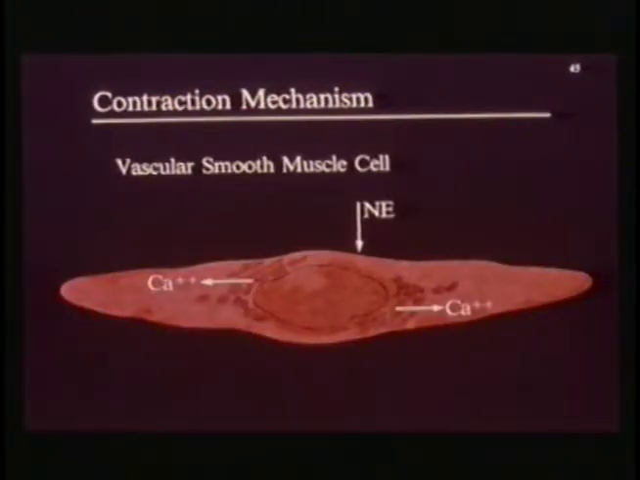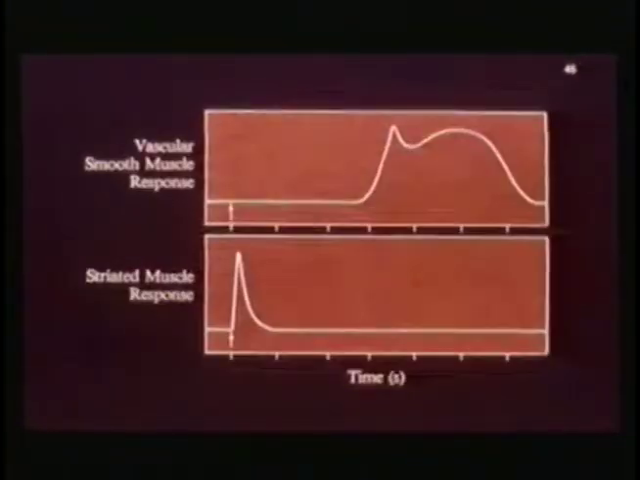45. Second, norepinephrine causes an increased release of calcium into the myoplasm from stores sequestered inside the cell. Activator calcium released from sarcoplasmic reticulum and the plasma membrane probably initiates contraction by binding to myosin. 46. Comparing the contraction response of vascular smooth muscle and striated muscle, we see that the initiation of smooth muscle response following nerve excitation is quite slow, several seconds, and the duration of the contraction is much longer.